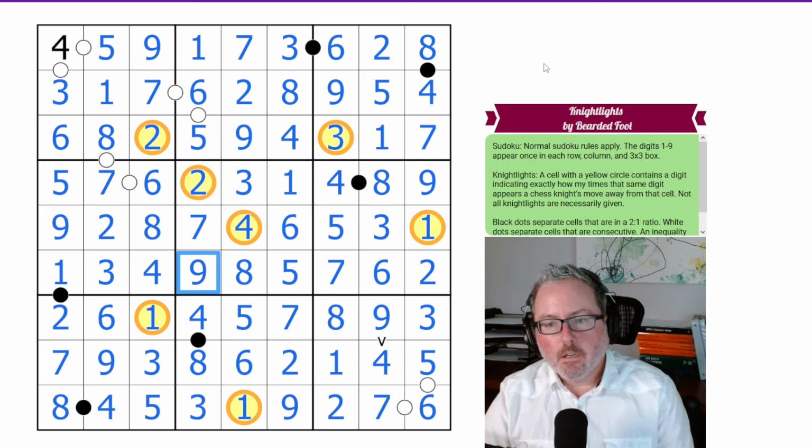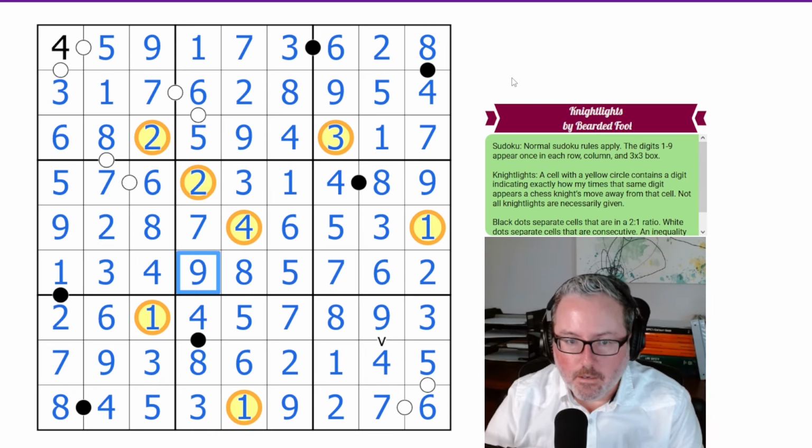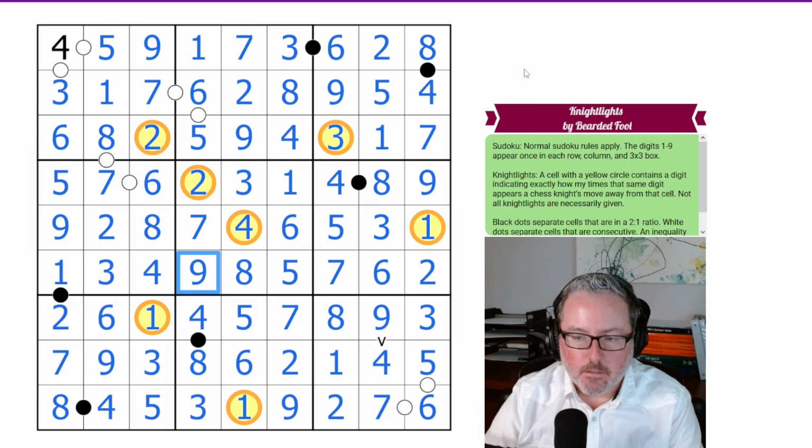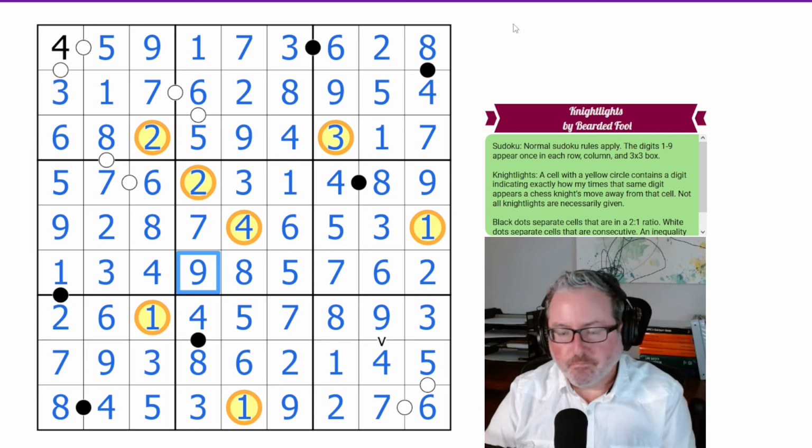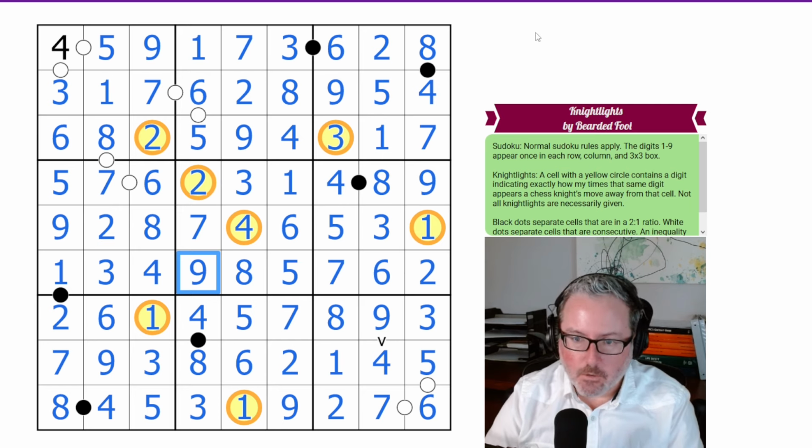Solution is correct. So that was a lot of fun. Once again, a new take on the knight's move, at least one that I've never seen, which I thought was really interesting and really worked quite well.